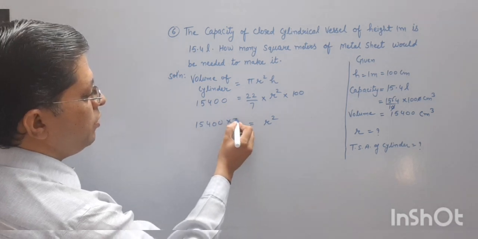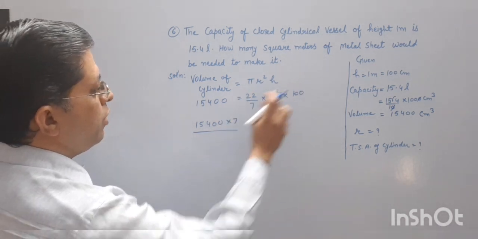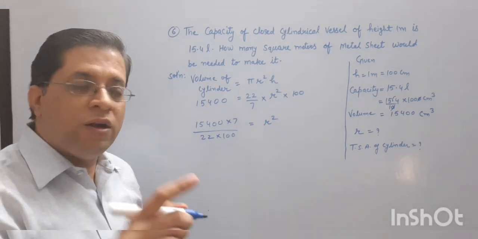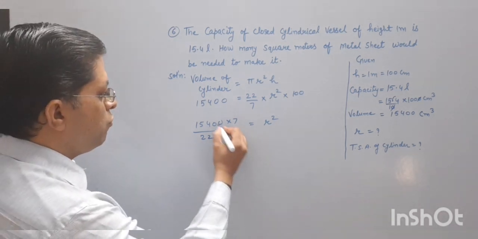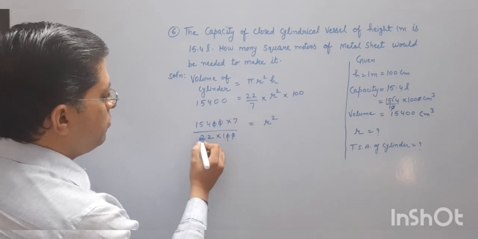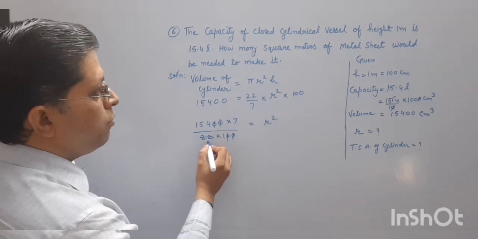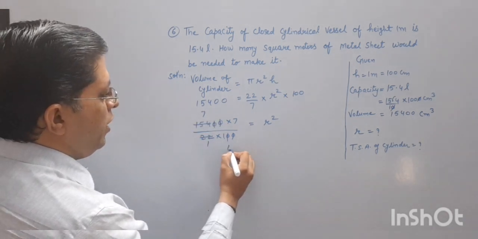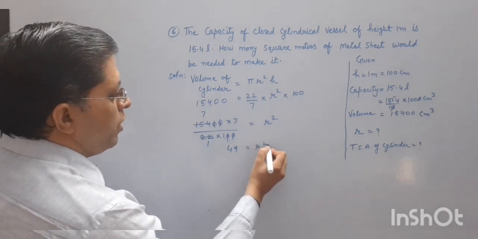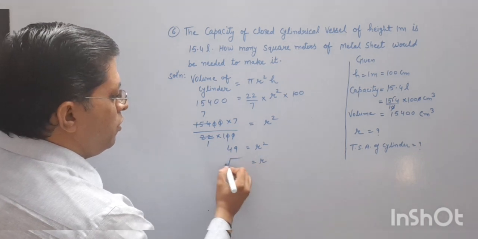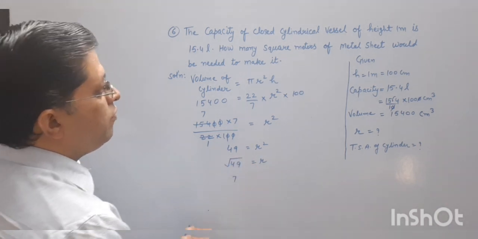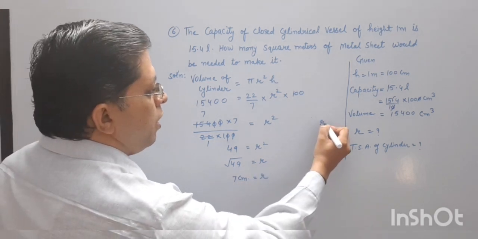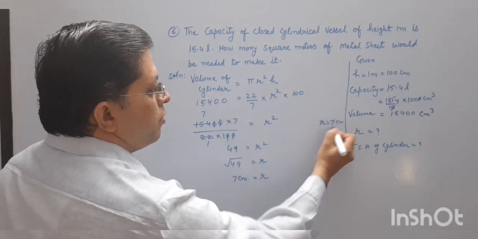Cross multiply: 7 this side, and 22 into 100 will be downside. Then you cut the two zeros with the two zeros. Then 22 ones are 22 and 22 sevens are 154, so 49 is here and here is r square. So what will be r? Under root 49, and r is 7 centimeter. So you got it here, r is 7 centimeter.